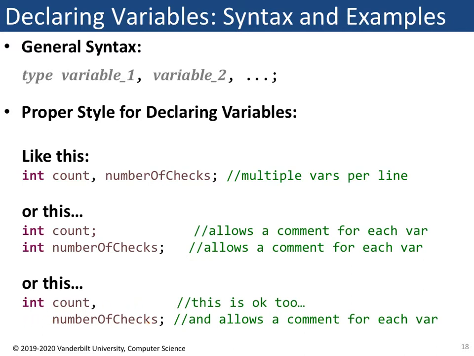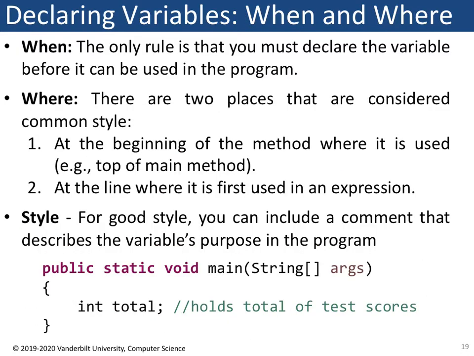You're able to place the next variable name, place a semicolon. In this way, we're able to place a comment on both lines to allow for documenting each variable independently. So we've discussed how to declare a variable. Next would be to discuss when, where, and with what style you should declare variables.